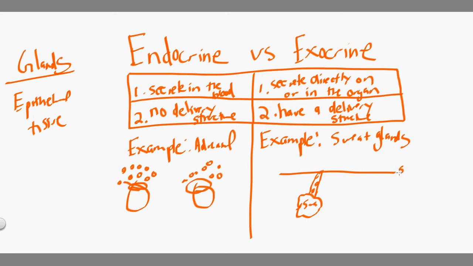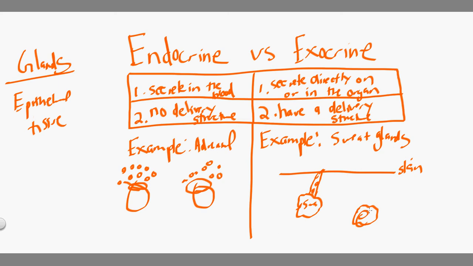And yes, the skin is an organ. So this sweat is being delivered exactly onto the skin. That's why we're calling it an exocrine gland, because it has a delivery structure and it delivers it directly onto the organ. If we take another example, let's say the prostate gland.